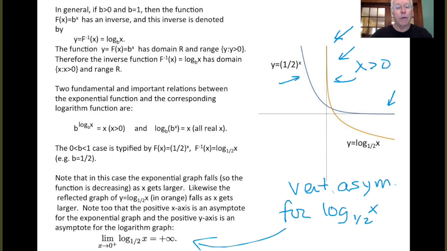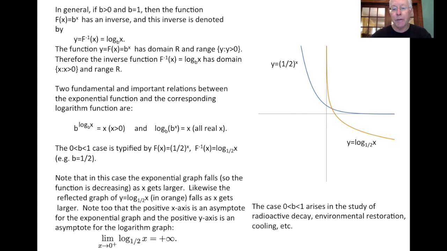Now, there are times we'll want to work with exponentials of numbers between 0 and 1. That does happen. And this arises in the cases of radioactive decay, environmental restoration, Newton's law of cooling, and other similar physical phenomena.